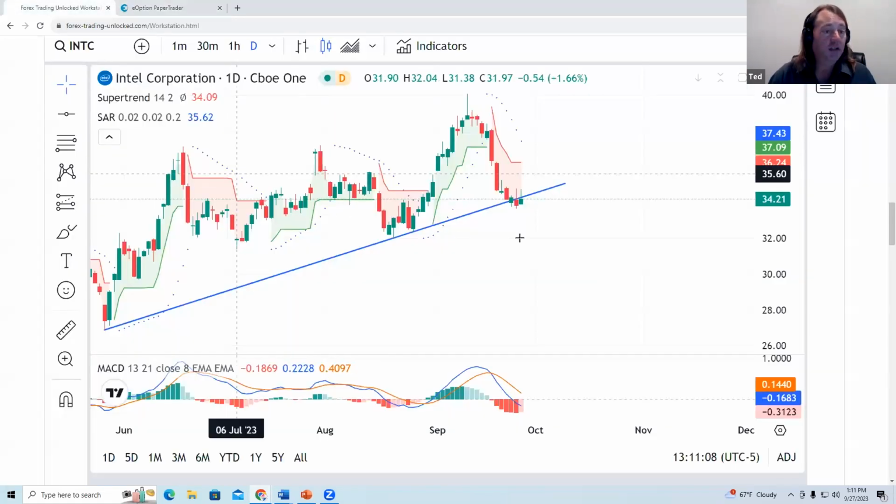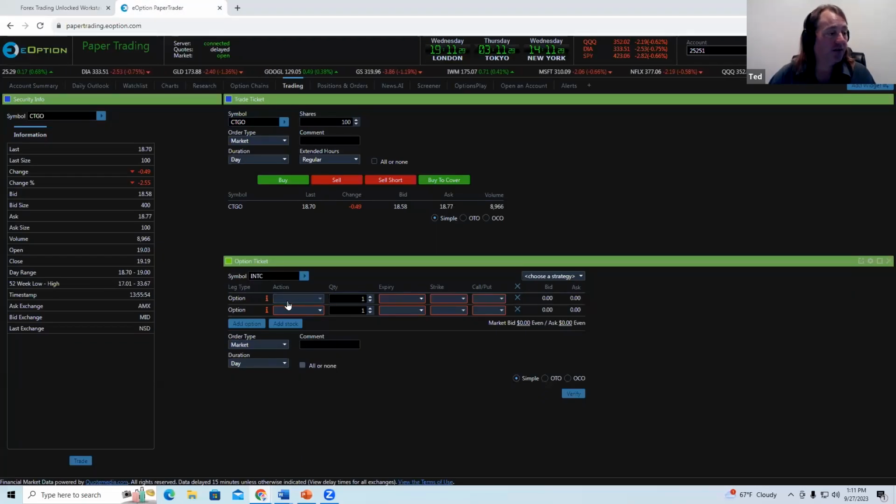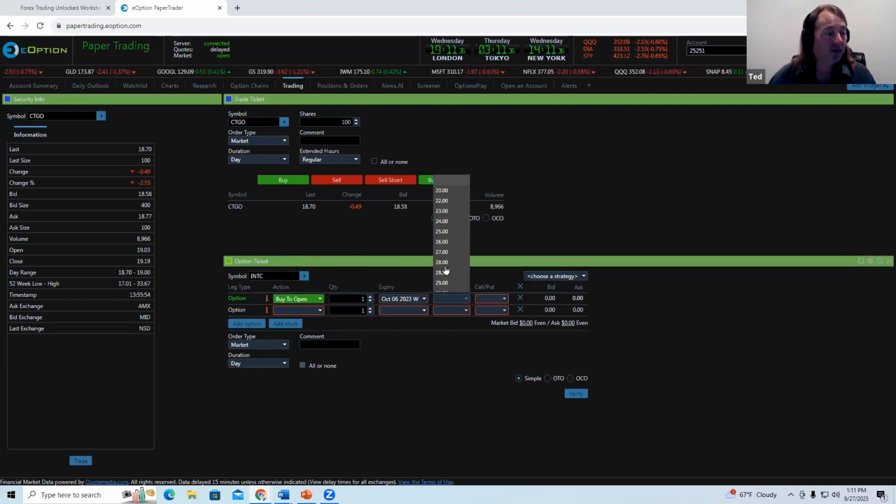Okay, so let's look at the market right now. Intel is trading at 34.21. Okay, so there's probably a $35 option, probably not a 34. So let's take a look at the options here. So let's say that we want to buy to open 1 October strike price call. Now we know that the market is trading right around 35, so we can get in every 50 cents.